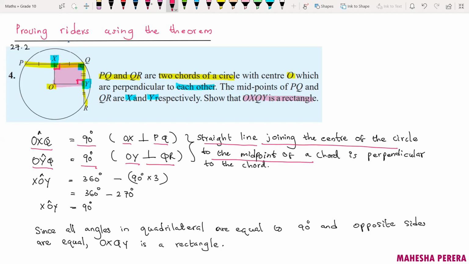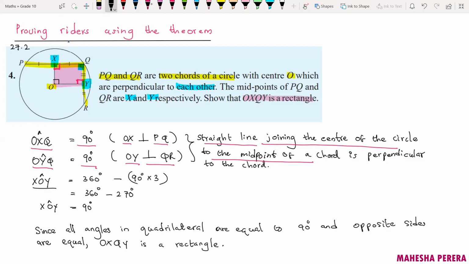Okay. Now, we know already 3 angles inside this quadrilateral are 90 degrees. So, eventually, the other angle becomes 90 degrees. But where is the other angle? It's here, right? So, we can say XOY, right? XOY equals 360 degrees minus 90 degrees times 3. That is 270 degrees. So you get 90 degrees.